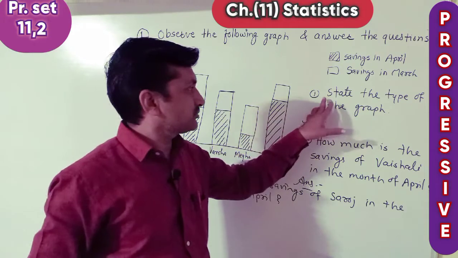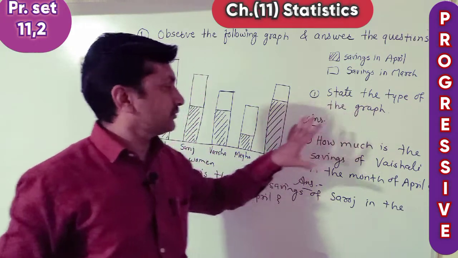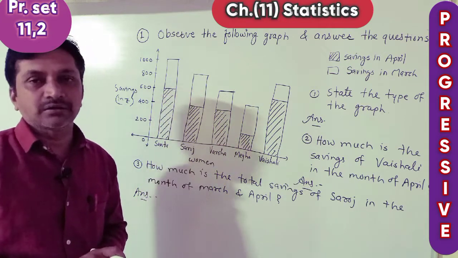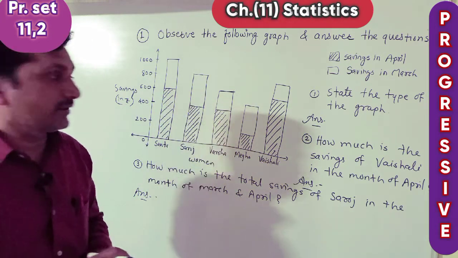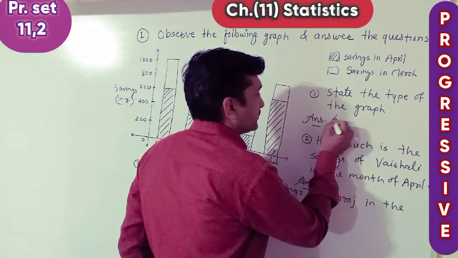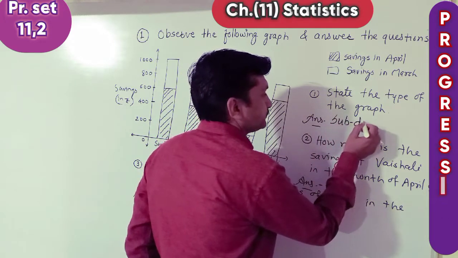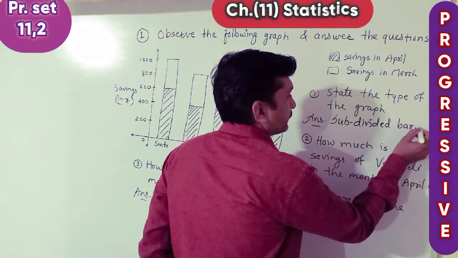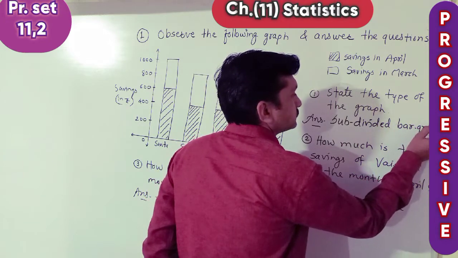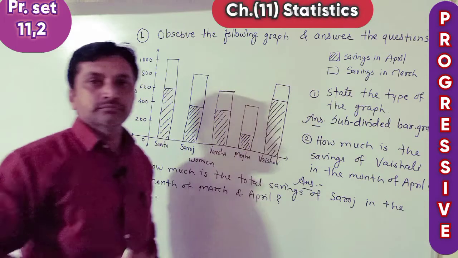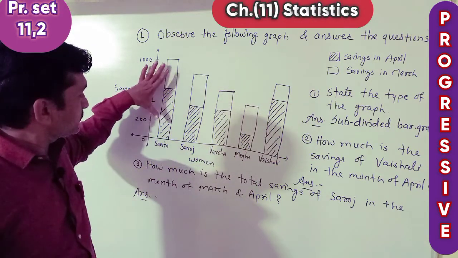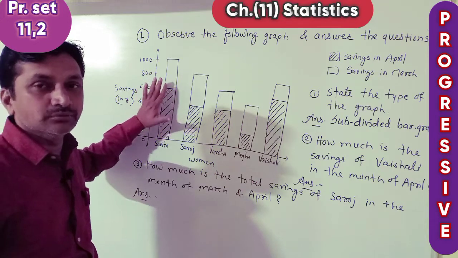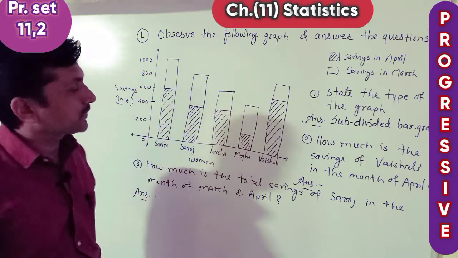Now let's see the first sub-question. State the type of the graph. Now this graph is a subdivided bar graph or subdivided bar diagram. Therefore the type is subdivided bar graph, because here this graph is divided. This column, this rectangle, is divided.